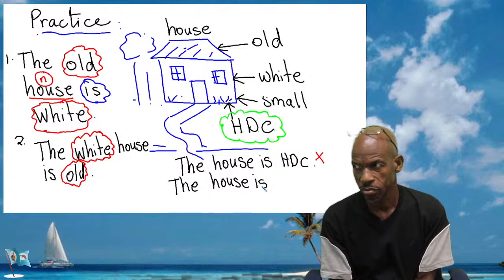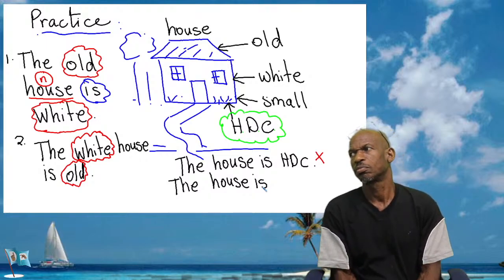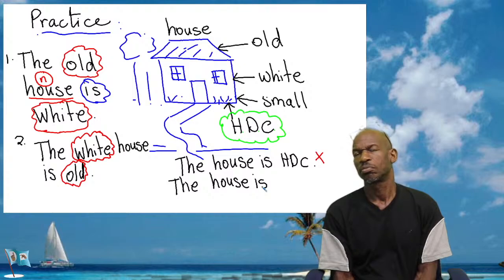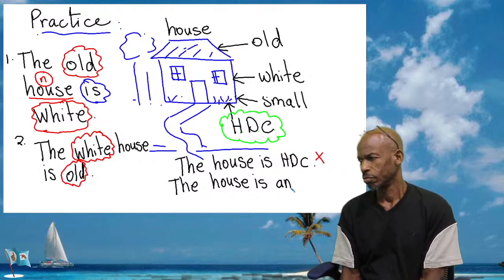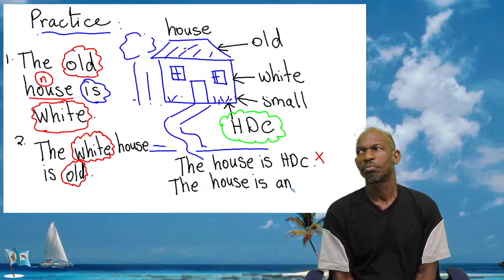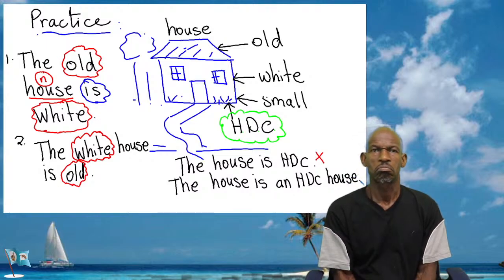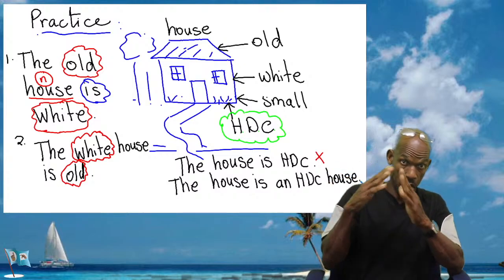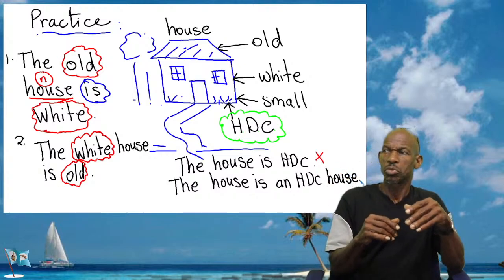is an, and we'll say an, because of how you see it, HDC house. So I have to put the word house after HDC. I cannot just write HDC, just as I could not write church.